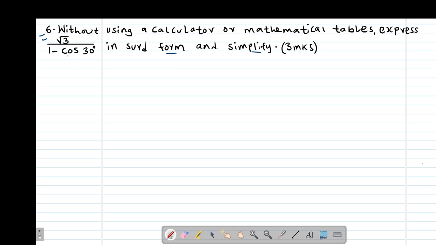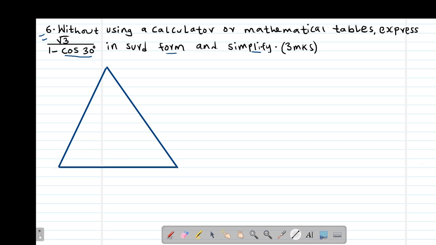So for us to express the cosine of 30 degrees in surd form, we'll be forced to use the help of an equilateral triangle. So let me sketch this equilateral triangle here. Equilateral means that all sides are equal, and all of its angles are also equal. So if I let this be my equilateral triangle, then of course I'm going to subdivide it so that I get the perpendicular height.